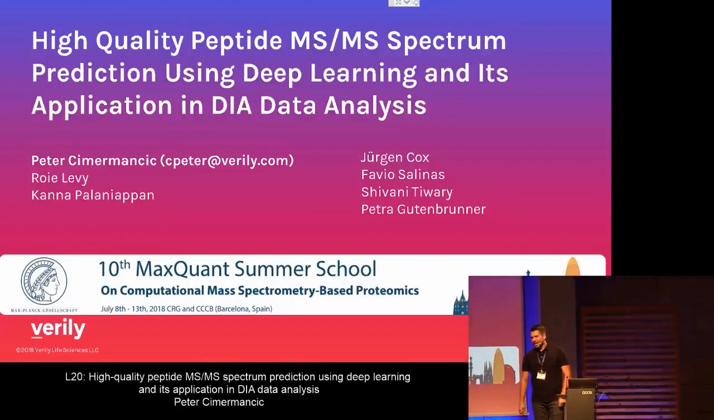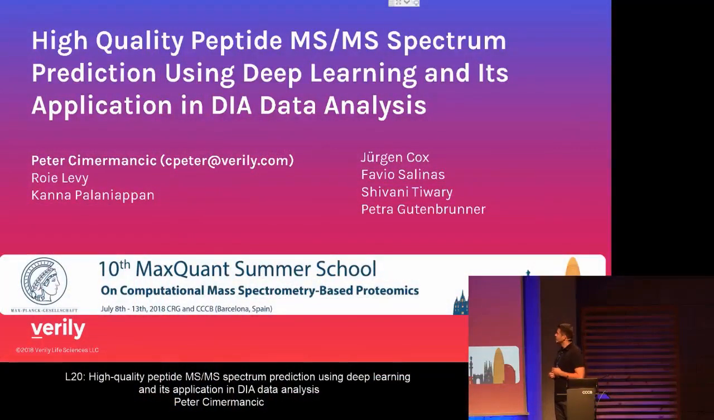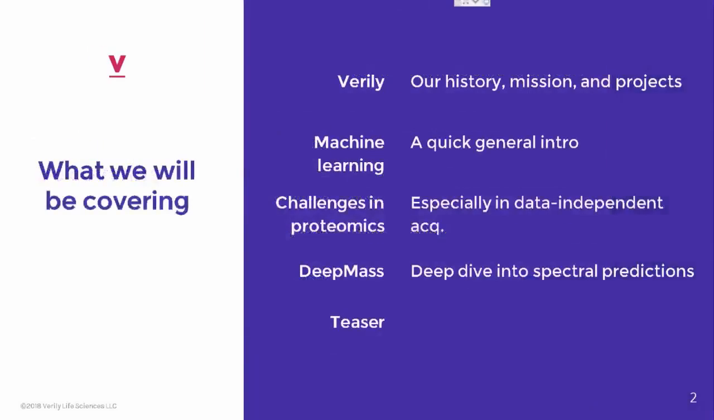To be honest, I'm relatively new to mass spec, so I'm learning a great bunch, and thank you to all the presenters. Today I would like to present work that was done by several people from Verily Life Sciences, where I'm from, Google Brain, and Jürgen Koch's group. Just to give you what we're going to go through: I have an unusual background. I work in industry. I want to give you some background on what we do and who we are, followed by a quick intro into machine learning. This is an approach that we use very often. Then we'll dive deeper into challenges in proteomics and how we addressed one of them.